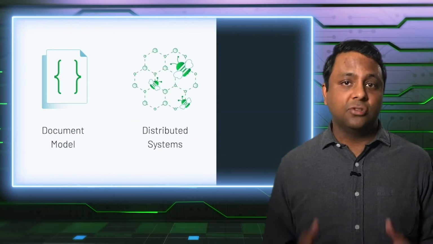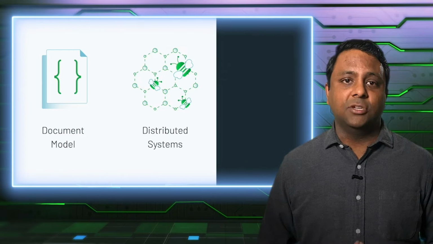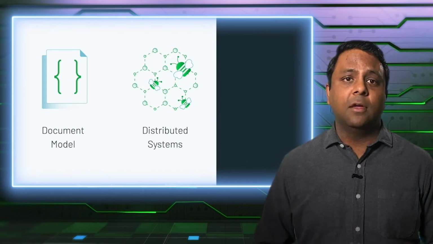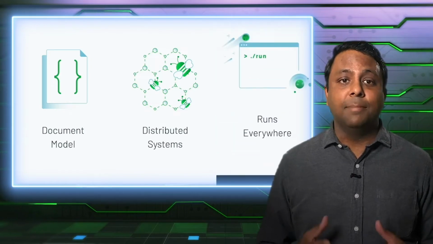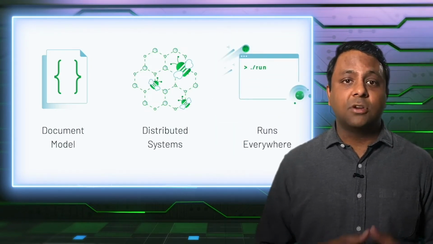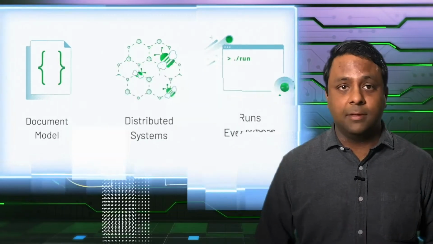Second, distributed systems. Horizontal scale, redundancy, and workload isolation should be table stakes for databases, so a distributed architecture was necessary. And finally, the ability to run anywhere, so you can start developing on your laptop, run it in your corporate data center, or manage it in the public cloud.